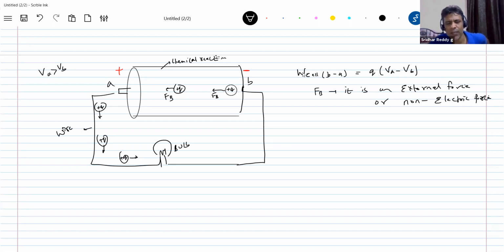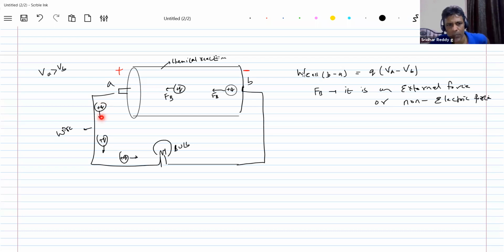Now the charge, what happens when the battery displaces a charge from negative to positive terminal? This much of work the battery does on the charge. Now the charge is possessing energy equal to Q into VA minus VB, as VA is greater than VB. The battery lifts or pushes the charge from negative to positive terminal. For that the battery does work. Work done by battery is now available as energy for the charge.